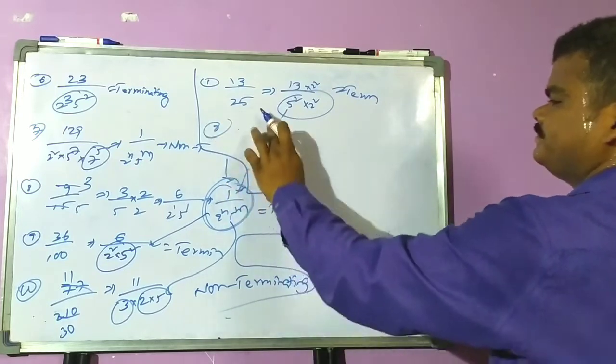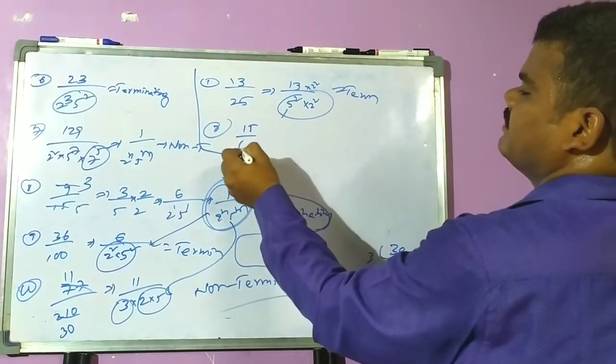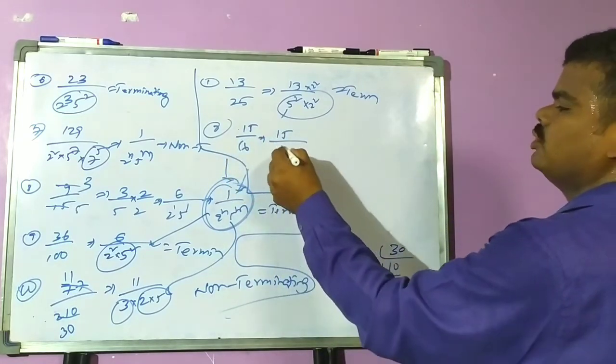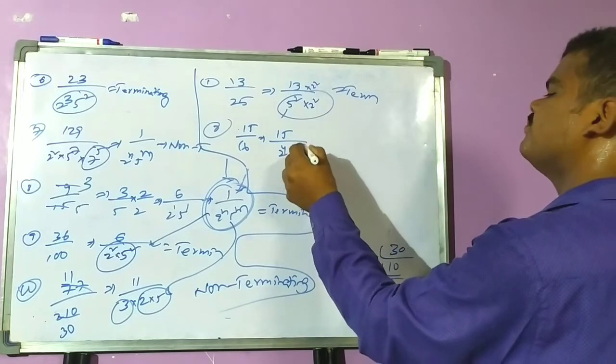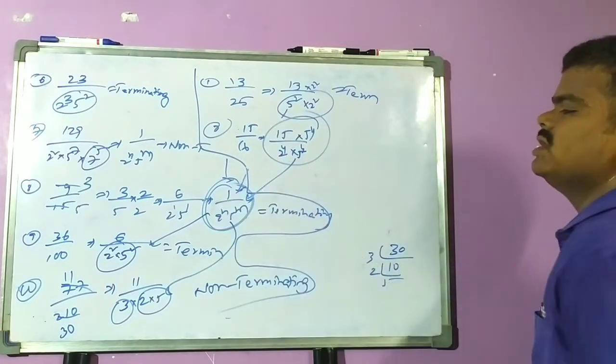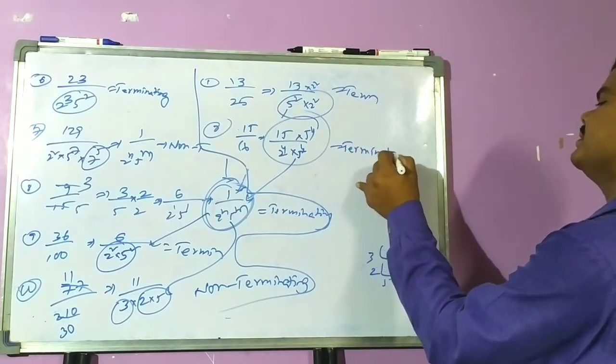Second one. 15 by 16. 15 by 16 can be expressed in 2 power 4. This is also 5 power 4 or 5 power 4. So this also exists in this form. So this is also terminating decimal expansion. Terminating.